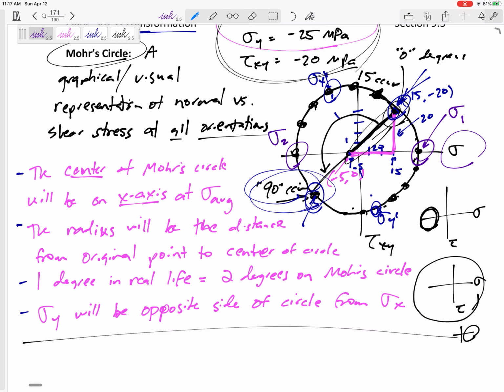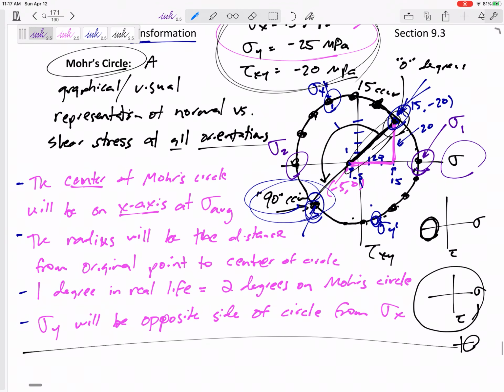Hey, what's the shear stress when you have the principal stresses? 0. Isn't that my y-axis is 0? That makes sense. How about the maximum shear stress? The maximum in-plane shear stress would be either right up here or right down there. And hey, what is the normal stress at this location? The average, right? Which we already knew. A lot of these things we already knew.